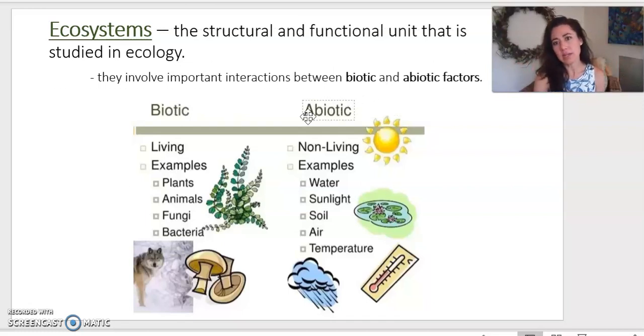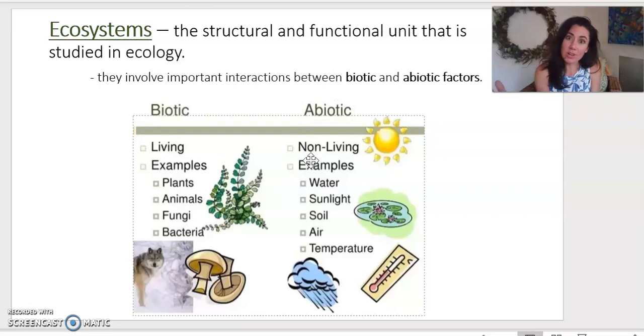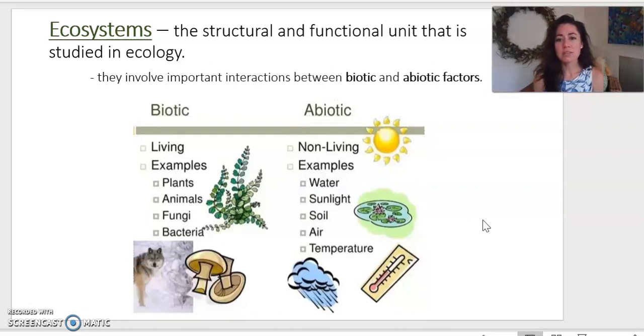Now, on the opposite side, I have abiotic, which means without life. Those are my non-living factors. So things like water, sunlight, soil, air, temperature. You'll also hear things like acidity, pollution, pH levels. All those things are my abiotic factors because they are not living. Okay?